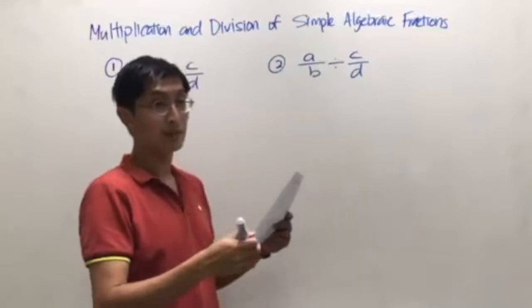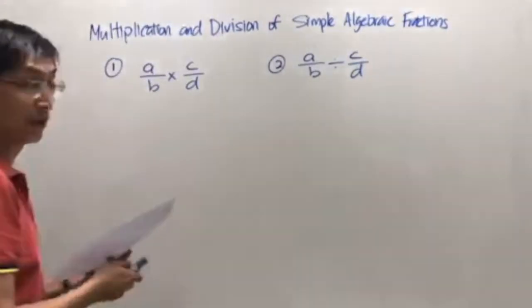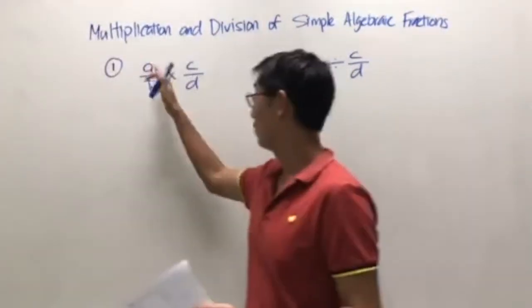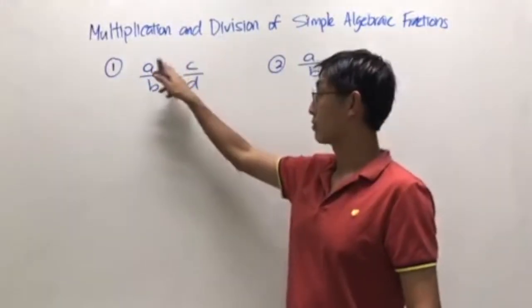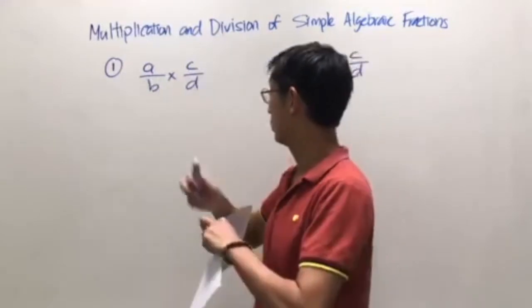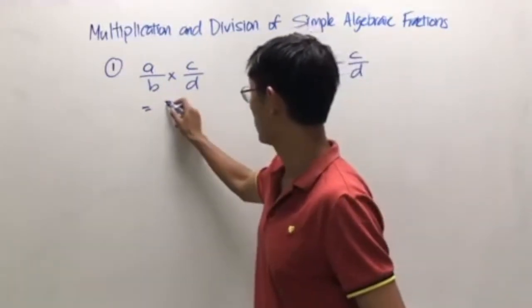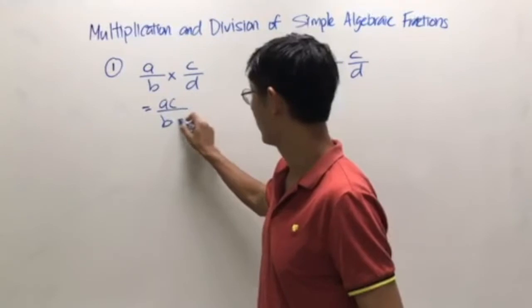Okay, the rules are pretty simple. So we take a look at multiplication first. If you're given a over b multiplied by c over d, basically you just have to multiply the two numerator terms together, and you multiply the two denominator terms together, and that gives you ac over bd.